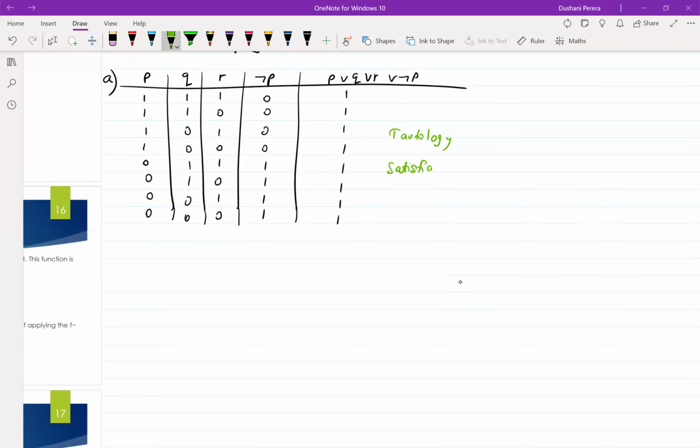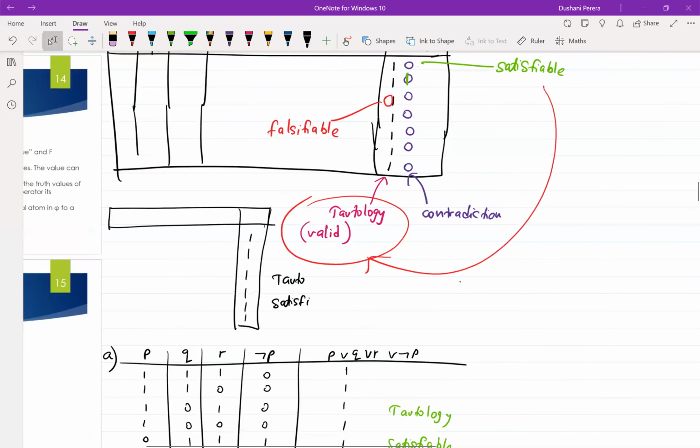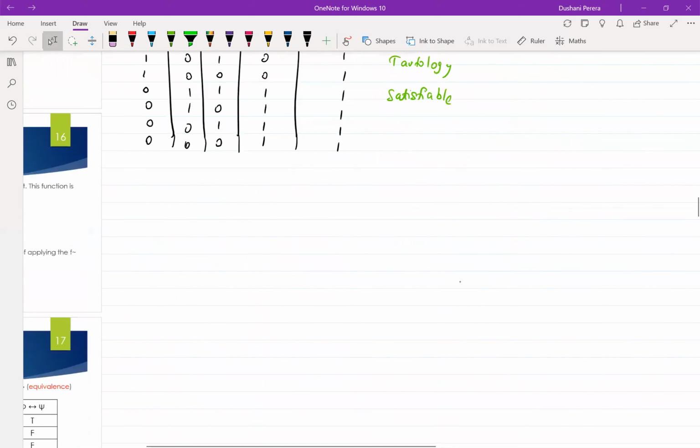Because it is a tautology, all are true, and it is satisfiable because this proposition can be proven to be true in at least one case, case as in input combination. Okay, right. So these are the 4 situations in which a formula, a statement, could be.